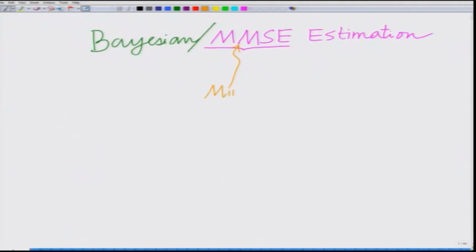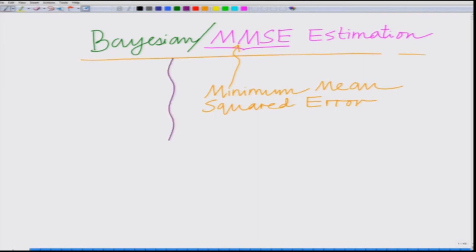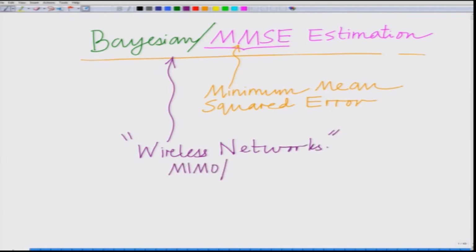Let me write it down, because this is something that we are going to keep using throughout the course. It is essential that you familiarize yourself with the nomenclature. This is the minimum mean squared error, and we are going to look at both of these things in the context of wireless networks. That is important. We are going to look at examples or applications of both in the context of wireless networks, especially MIMO, OFDM and wireless sensor networks.